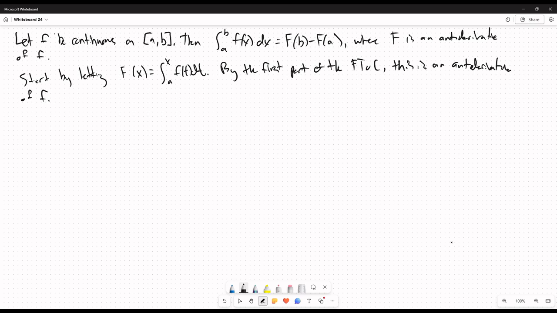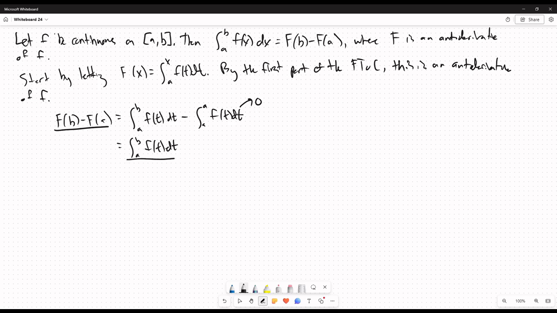So let's go ahead and see what F of b minus F of a is. Well, F of b minus F of a is going to be the integral from a to b of f of t dt minus the integral from a to a of f of t dt. And hold up, this is 0. So it is the integral from a to b of f of t dt, which is exactly what we wanted to show. Wonderful.